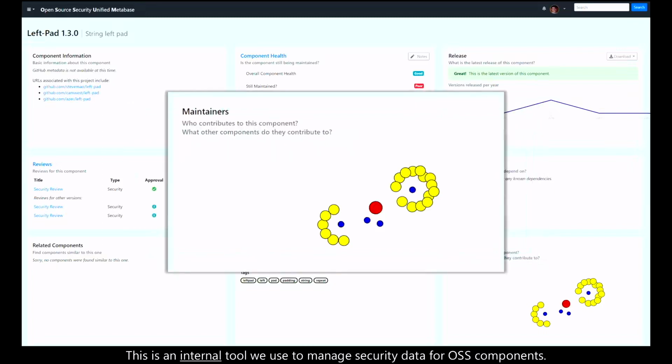We look at things like maintainers. So although you can't see the lines on that, the red dot in the middle is left pad itself. The blue ones are connected to the red, and those are the maintainers. And the yellow ones are other packages that those maintainers have contributed to. So this is an emerging idea that we're looking at to see, can we infer software quality through what a maintainer graph looks like? Is there a healthy maintainer graph? Is there an unhealthy maintainer graph?